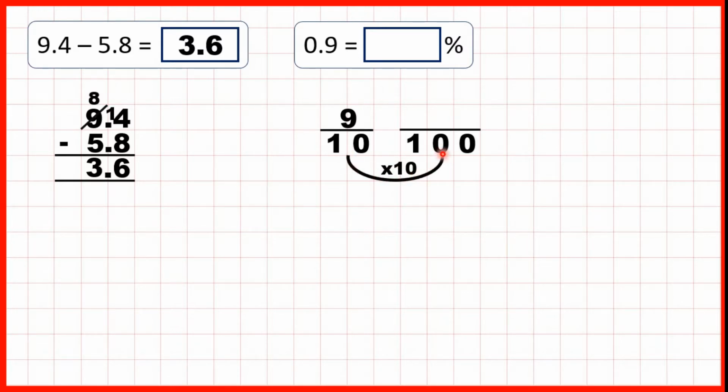Now, what you do to the denominator, you need to do to the numerator as well, and 9 times 10 is 90. So 9/10 or 0.9 is equivalent to 90 hundredths, which means it's equivalent to 90%. And really important here, you just write 90%. You don't write 90 over 100% because the percent already tells you over 100. Our answer is just 90%.